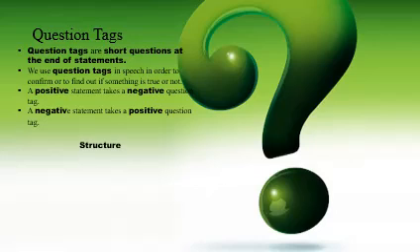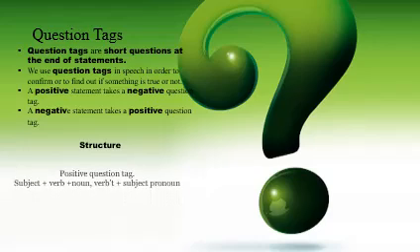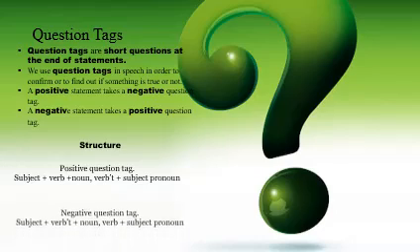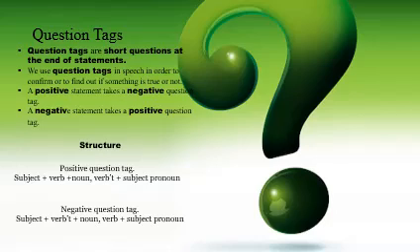The structure of question tags. In the positive question tag, so if the sentence is positive, we have got subject plus the verb plus noun. Then the question tag is formed by the negative form of the verb and the subject pronoun. In a negative question tag we have got the subject, the verb in its negative form, and the noun. Then the question tag is formed by the positive form of the verb and the subject pronoun.